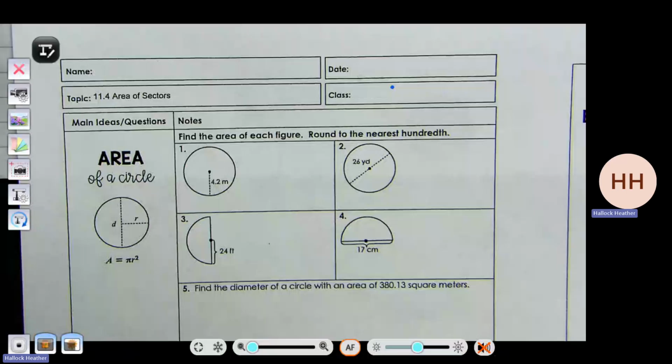Going to be on your EOC. So this is 100% on there. It's very easy. You just need to remember how to do it, just like everything else. So we're going to start with something simple like area of a circle. Area of a circle formula is given to you on the EOC.